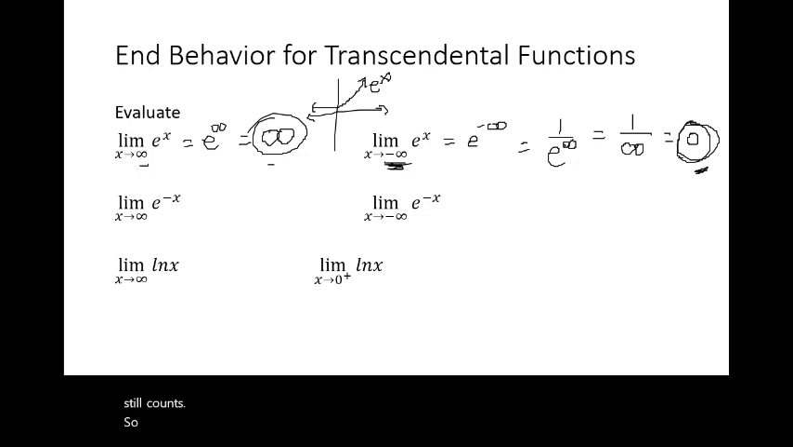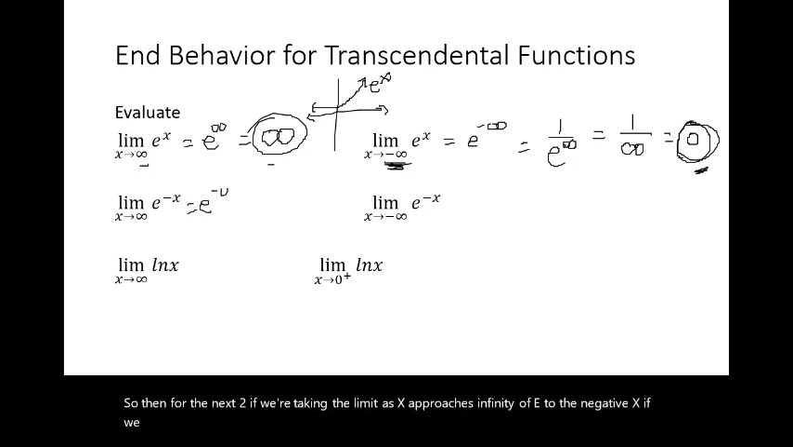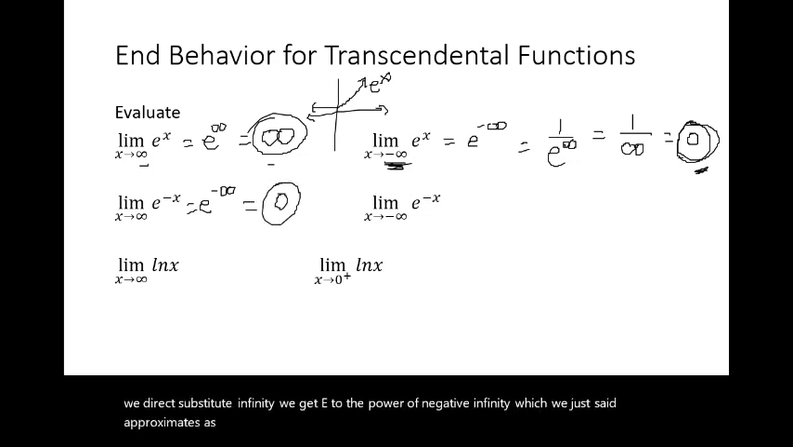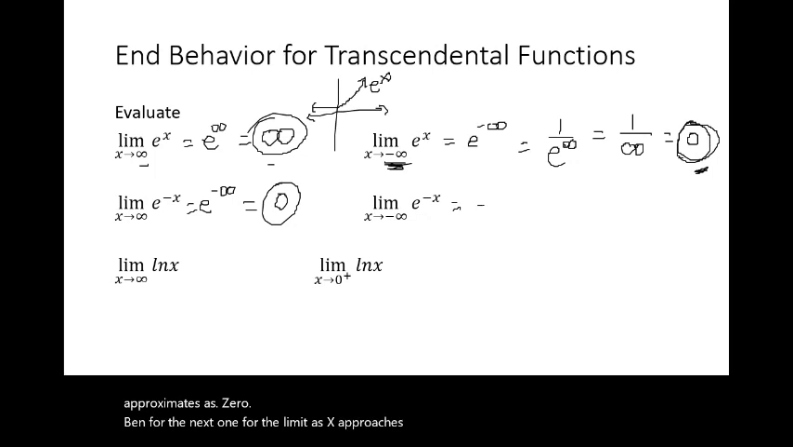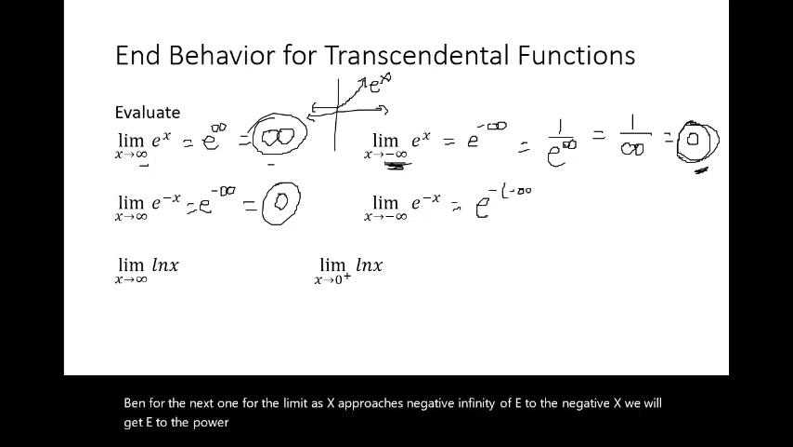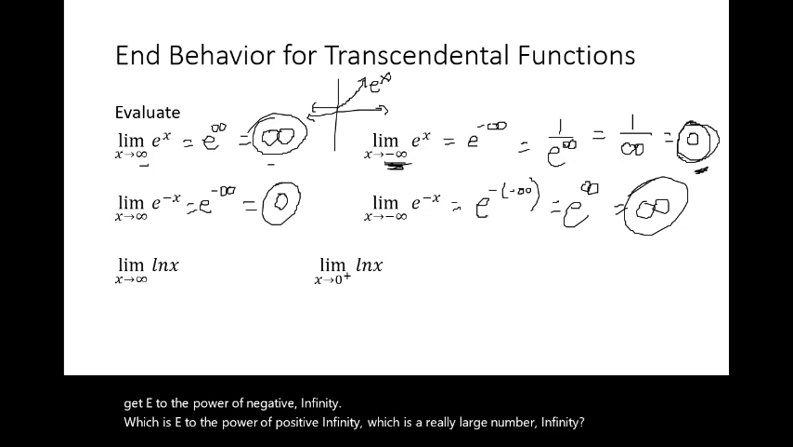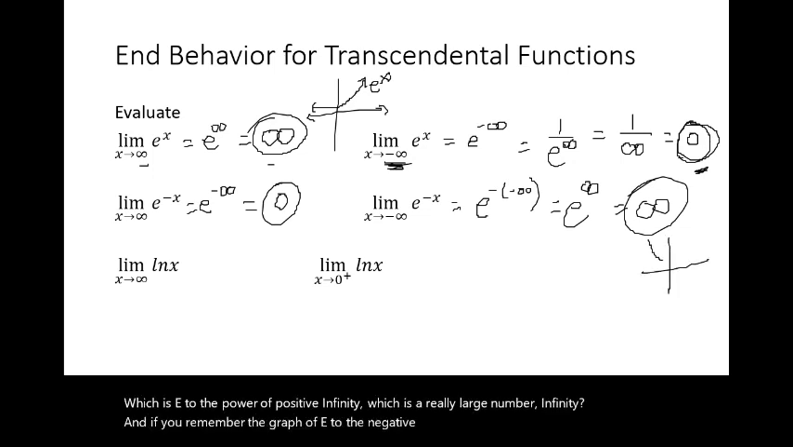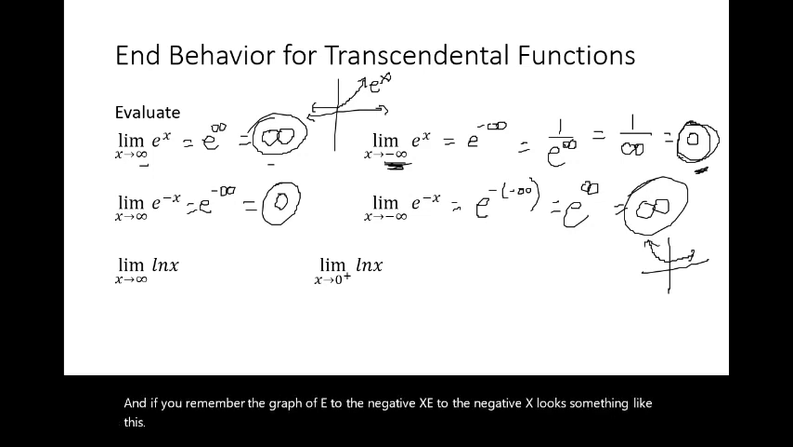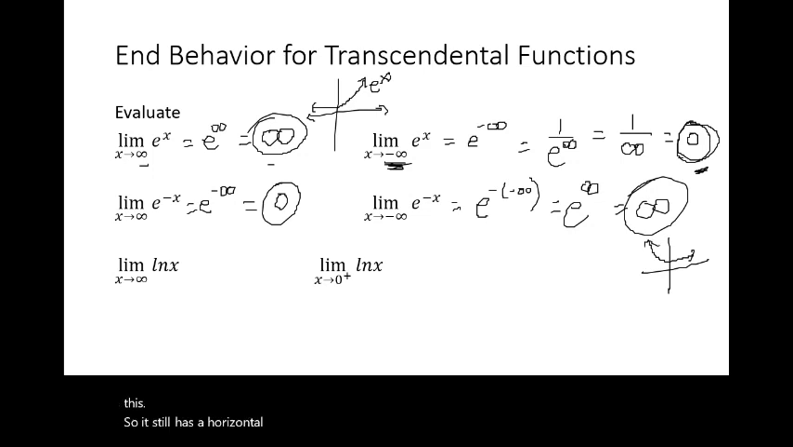So then for the next two, if we're taking the limit as x approaches infinity of e to the negative x, if we direct substitute infinity, we get e to the power of negative infinity, which we just said approximates as 0. Then for the limit as x approaches negative infinity of e to the negative x, we will get e to the power of positive infinity, which is a really large number, infinity. And the graph of e to the negative x looks something like this. So it still has a horizontal asymptote at the x-axis, y equals 0, and these two limits are reversed.